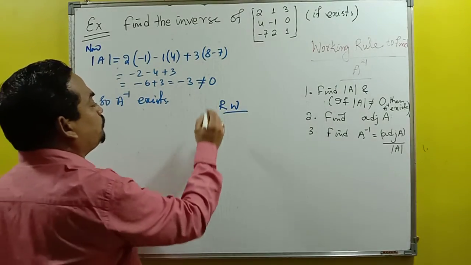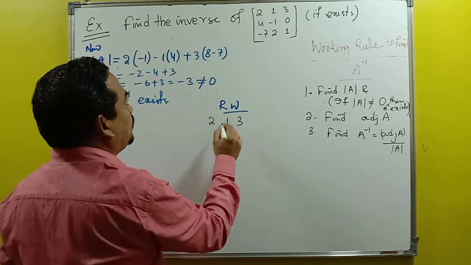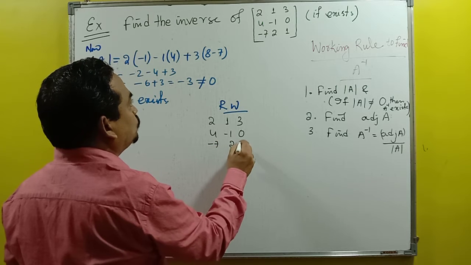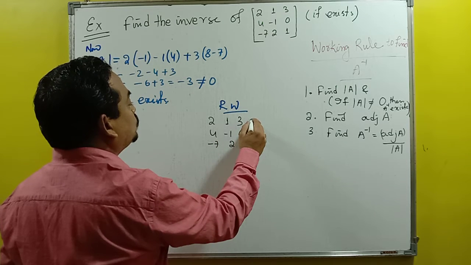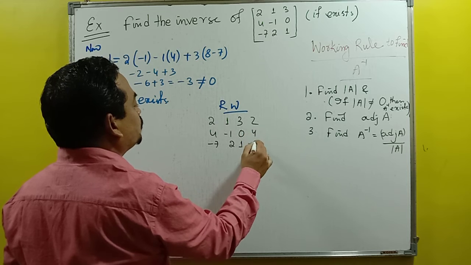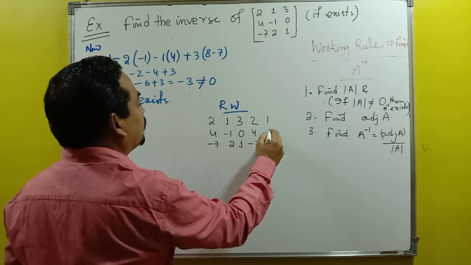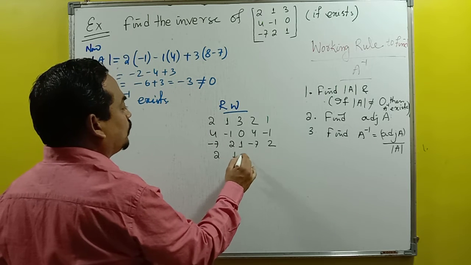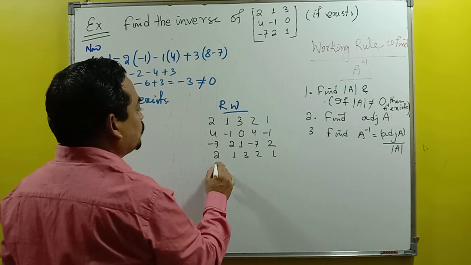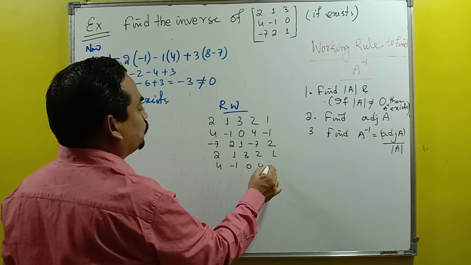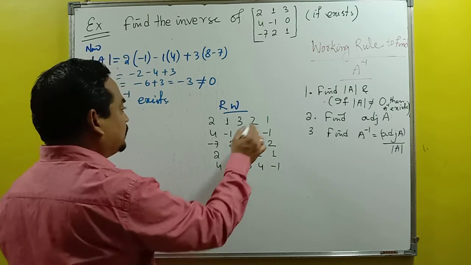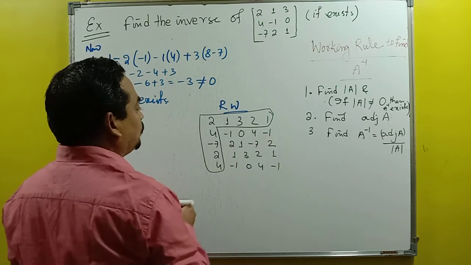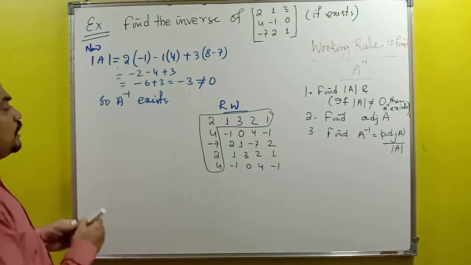You should just repeat 2 1 3; 4 minus 1 0; minus 7 2 1, and repeat the first two columns: 2 4 minus 7, 1 minus 1 2, and repeat the first two rows: 2 1 3 2 1, 4 minus 1 0 4 minus 1. Now, as a working rule I told, remove this one. Now you get the adjoint. So what will you get as the adjoint?